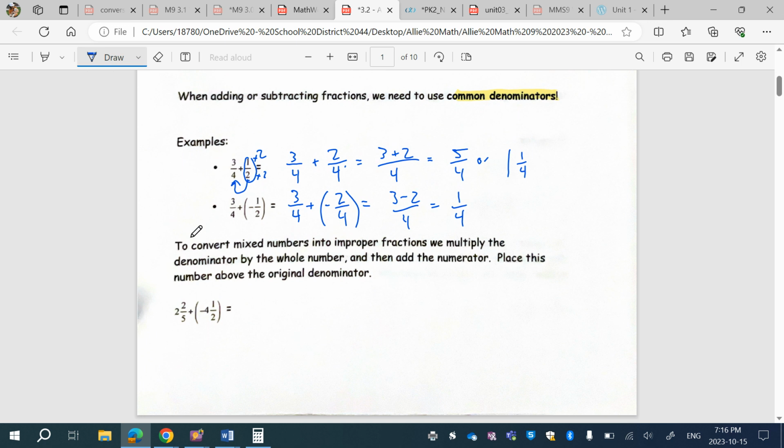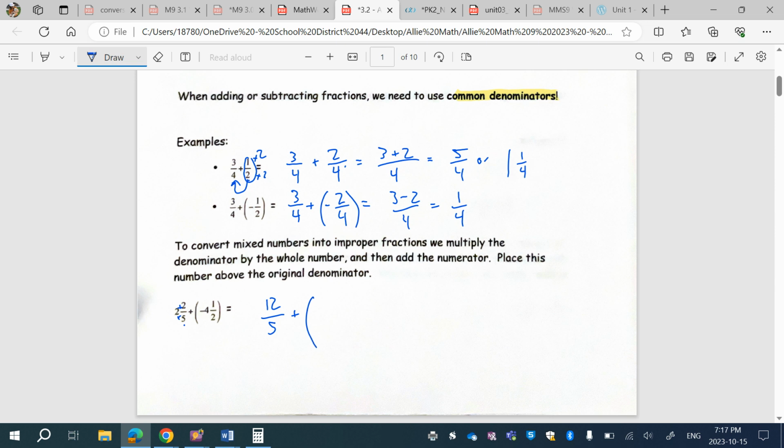For our next one, to convert mixed numbers to improper fractions, we multiply the denominator, this one here, with the whole number, this big one right here, and then we add the top one, and it's all over that original denominator. So let's go. We go 5 times 2 plus 2. So 5 times 2 is 10, plus 2 is 12. That's still over the original denominator, so over 5.